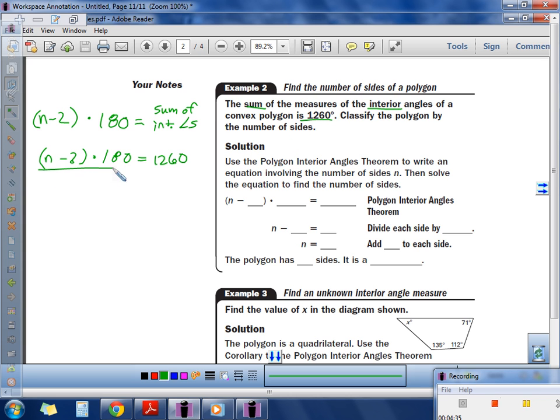Divide by 180 is one way to do it. Do that first. The whole thing right here is being multiplied by 180, so dividing would get rid of that 180. They'd cancel. So I'd be left with n minus 2 equals this part over here. So type in your calculator, 1260 divided by 180. What do you get there? 7. The last part's pretty easy. Add 2.